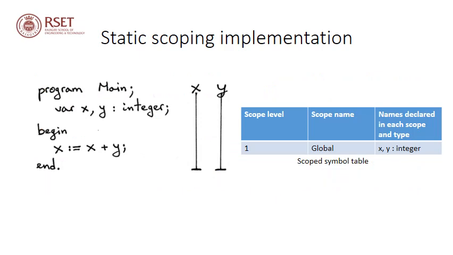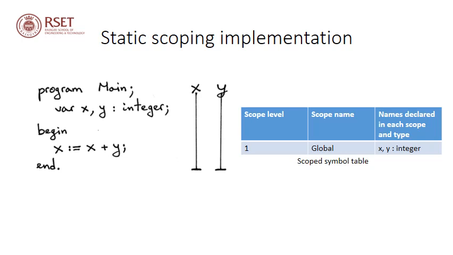Now we'll see how static scoping is implemented using a scoped symbol table. So this is the same code fragment which we had seen previously. This is Pascal code. We have the keyword program specifying the global scope, which ends with the keyword end and dot. Variables x and y are both of type integer and their scope is visible throughout the program.